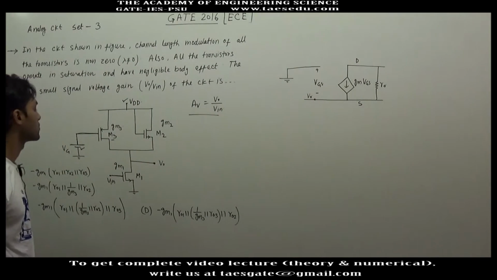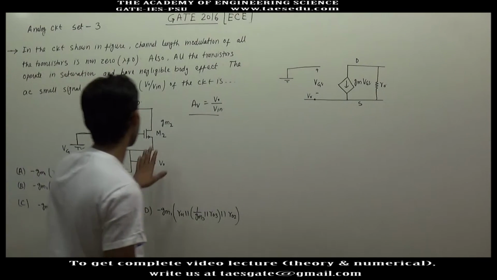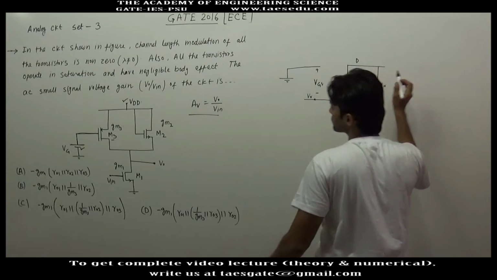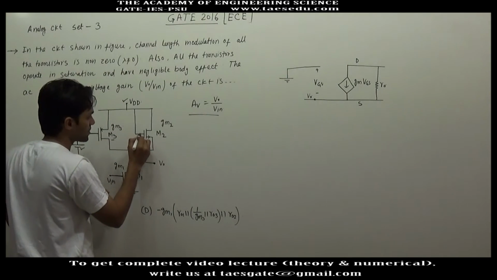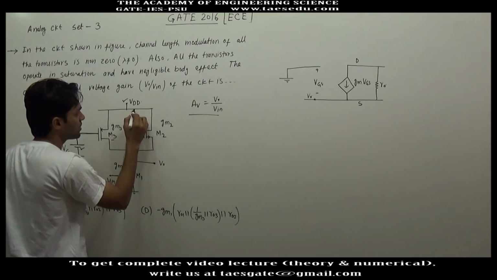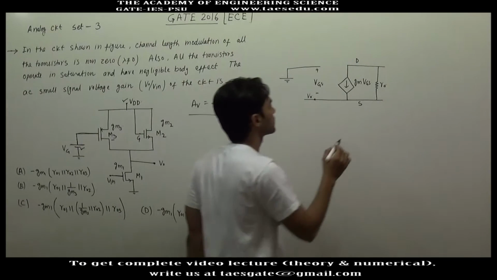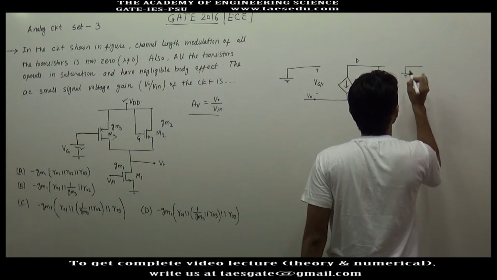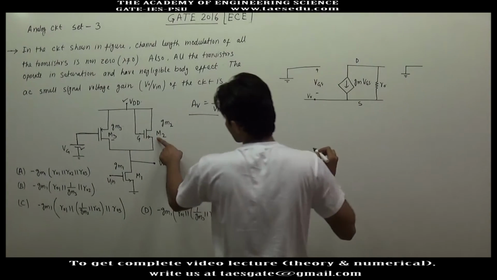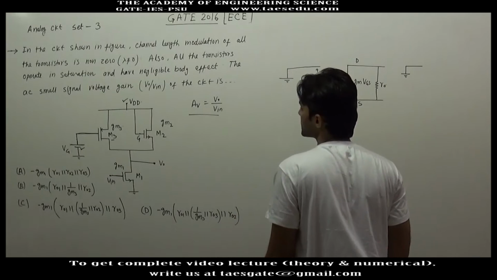For transistor M2, VDD will be short circuited, and this is gate. So gate will be short circuited. For transistor M2 also, gate is short circuited. S is connected to V0.